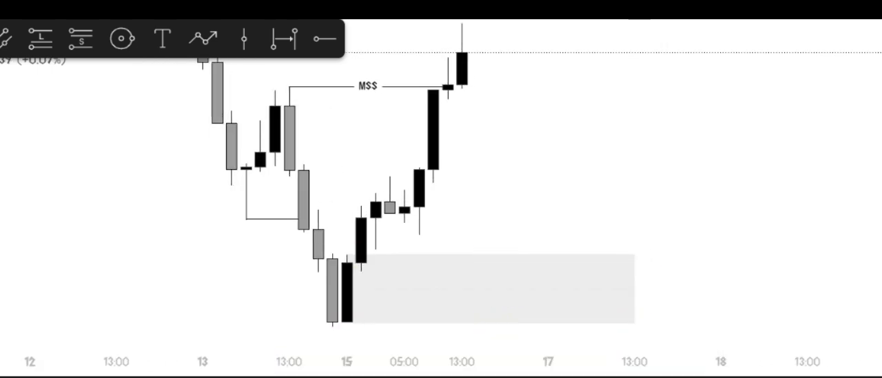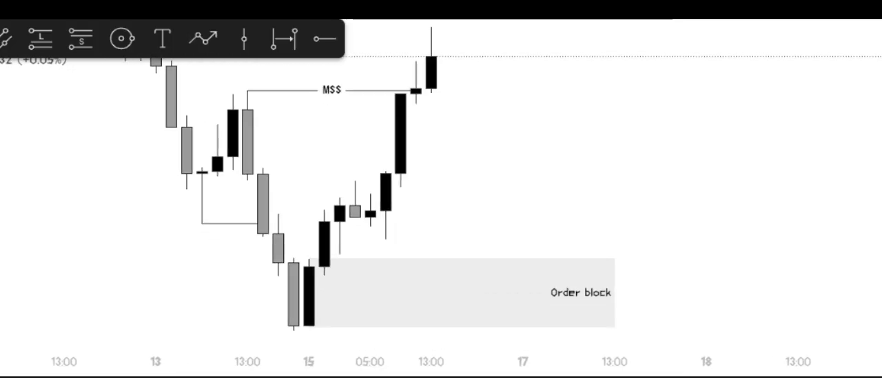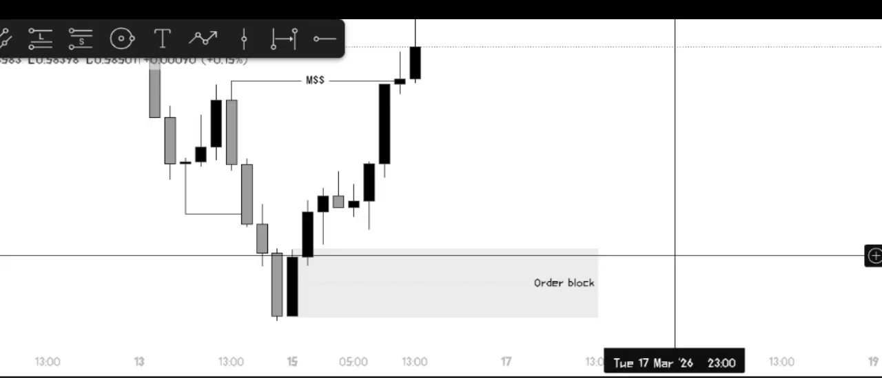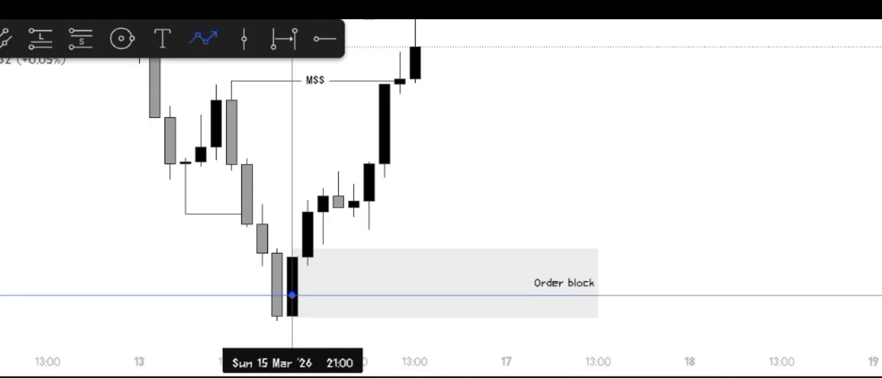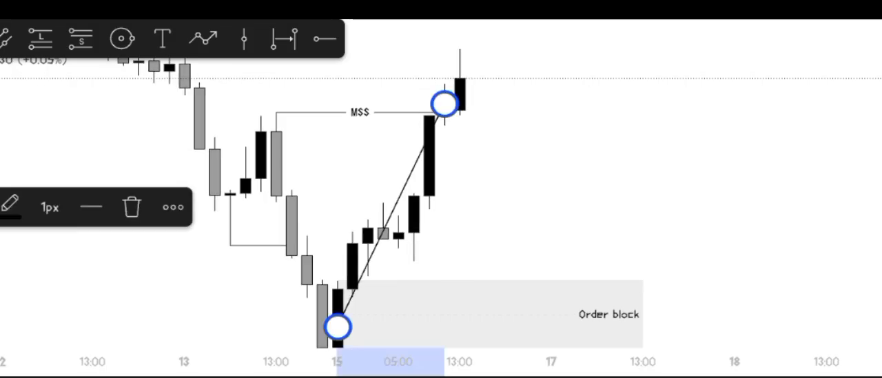So we have our order block right here. Our order block has been marked. Now, if you notice why I picked this order block, the first confluence I had was that this order block led to price giving us a change of character to the upside.